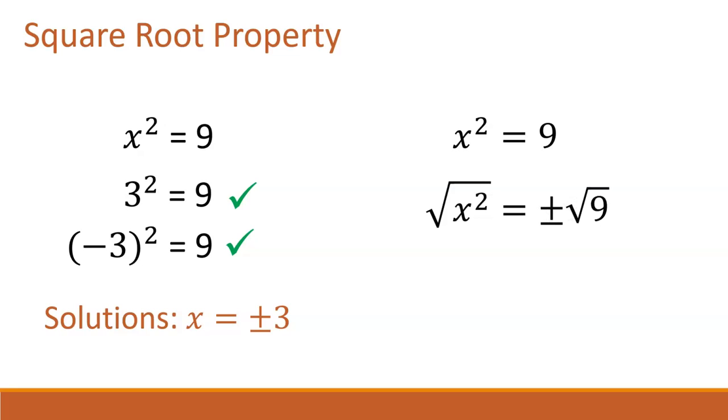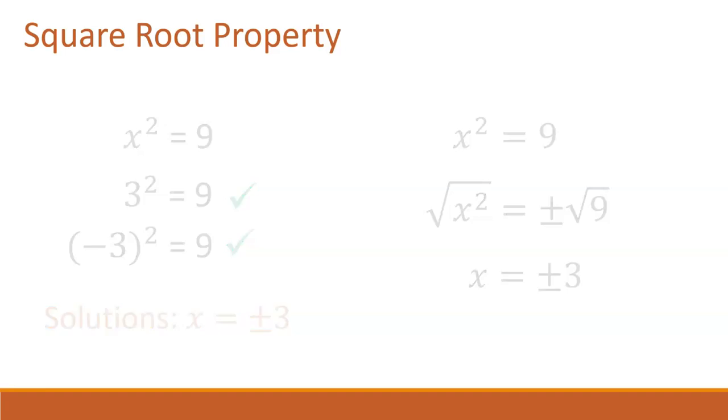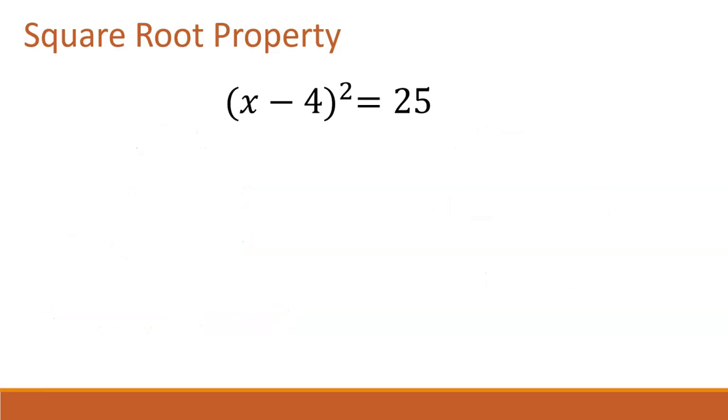So to recognize that, we'll say that the square root of x squared is plus or minus the square root of 9. The square root of x squared is x, and the square root of 9 is 3, so that leads us to the same 2 solutions. X equals plus or minus 3. Now let's look at another equation.